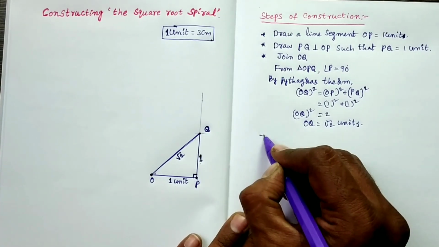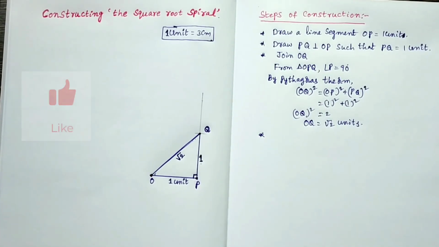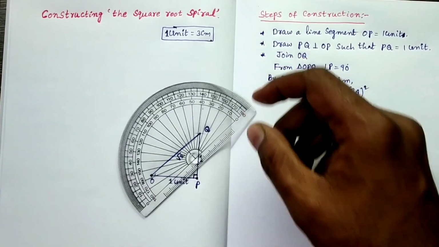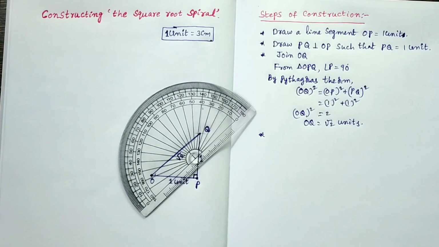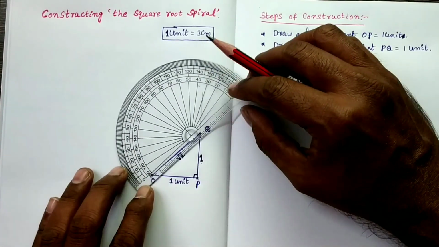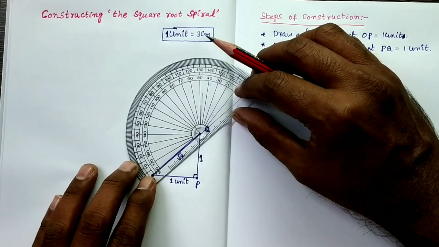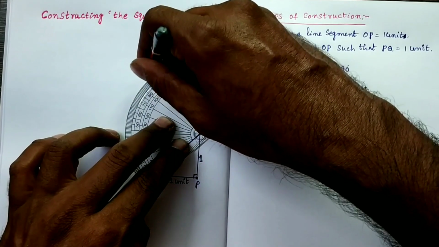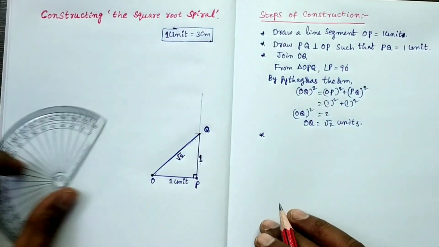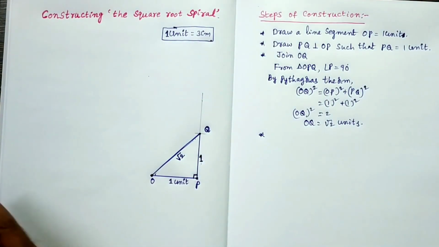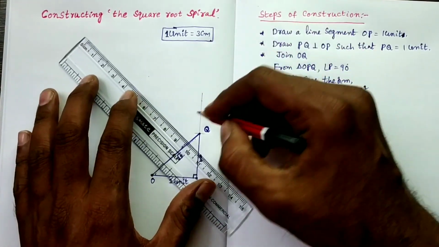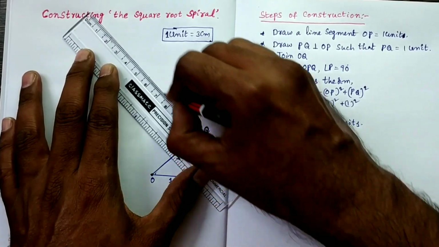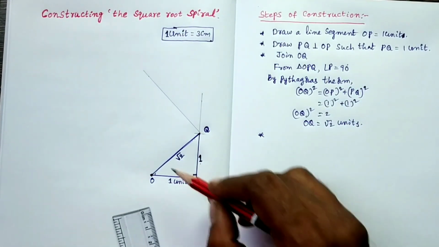Next, again draw a perpendicular line to OQ. So take 90 degrees with a protractor on OQ at Q. At Q, draw a perpendicular line to OQ.